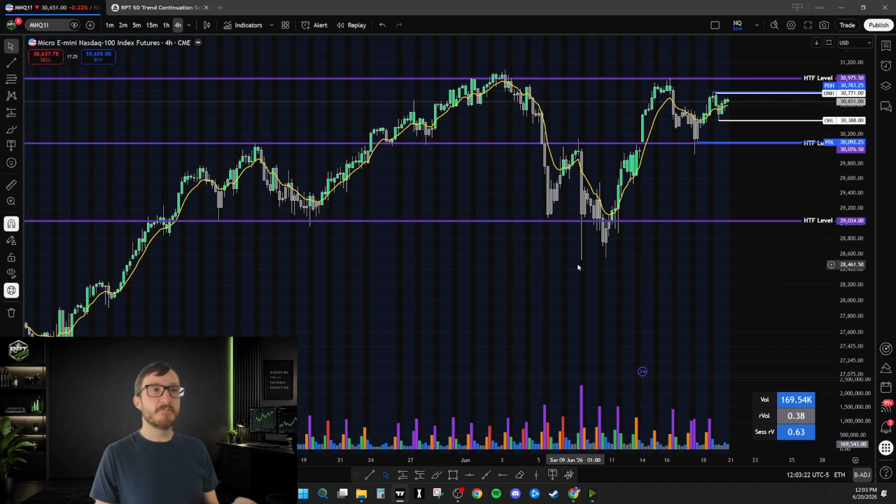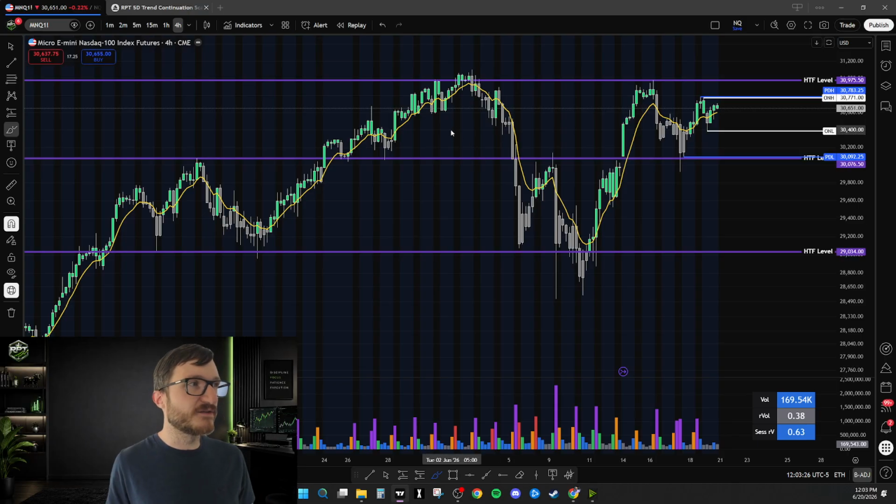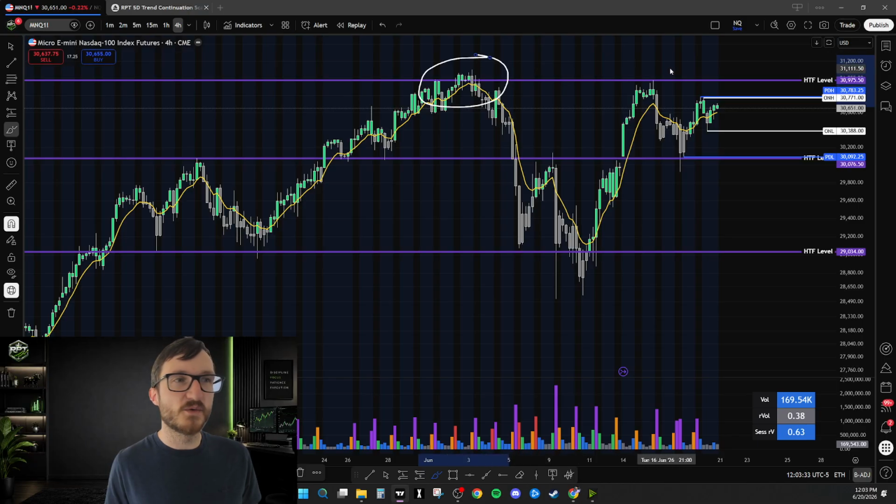Now you can see major levels. I tend to draw my major levels off of the larger time frames. So when I go to something like a 4 hour chart, you can see here I'm marking major areas where the market's touching and responding in a big way multiple times.